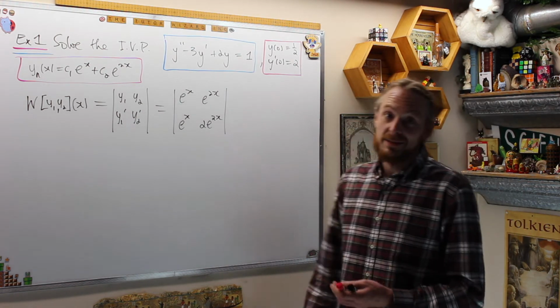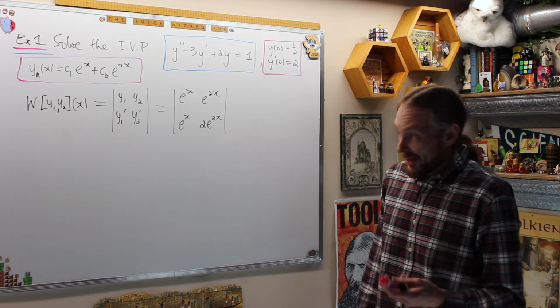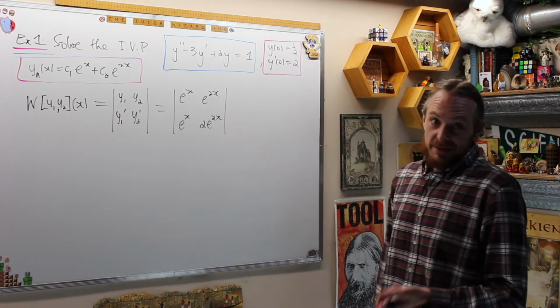I want to keep in mind the homogeneous solution. You never know what you're going to need when you solve second order linear constant coefficient non-homogeneous ordinary differential equations using the method of variation of parameters.